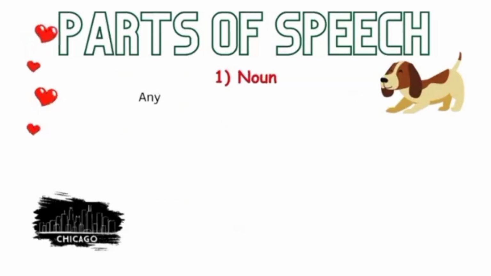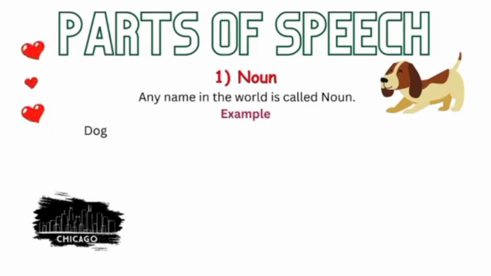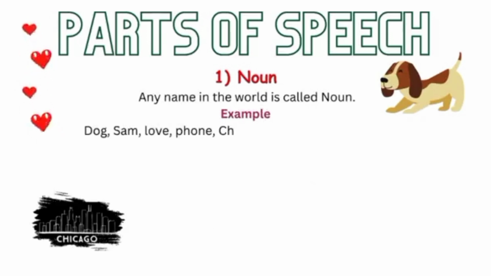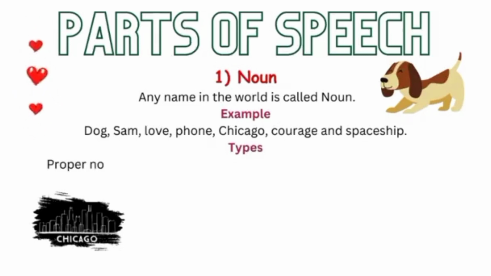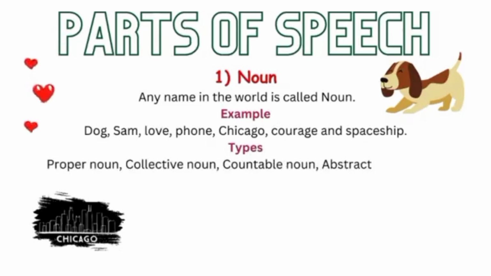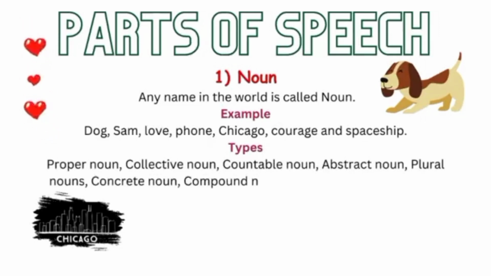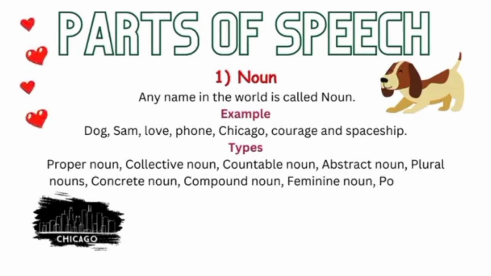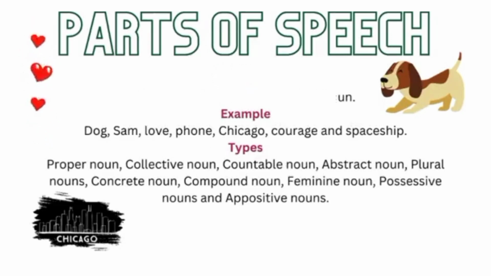1. Noun. The simple and basic definition of noun is any name in the world is called noun. For example, dog, Sam, love, phone, Chicago, courage, and spaceship. Types. The types of noun are proper noun, collective noun, countable noun, abstract noun, plural nouns, concrete noun, compound noun, feminine noun, possessive nouns, and appositive nouns.